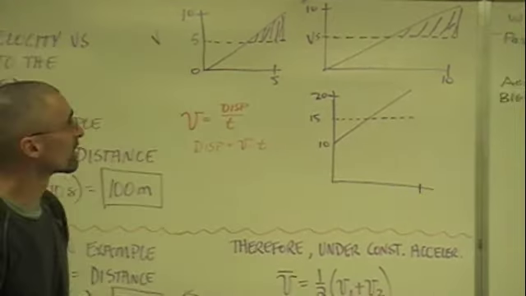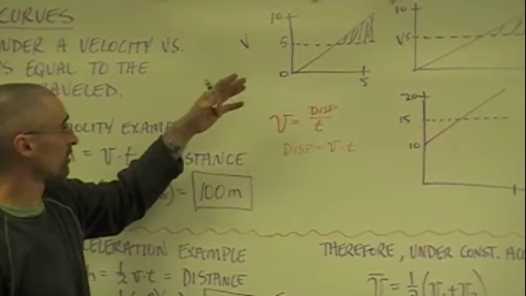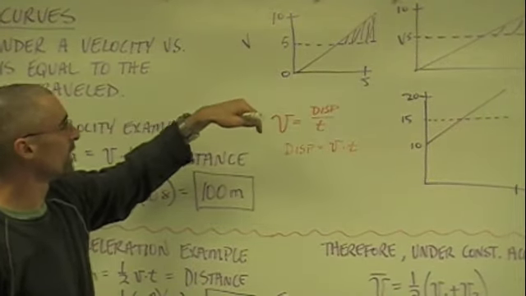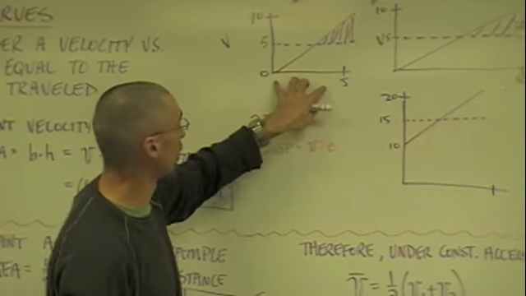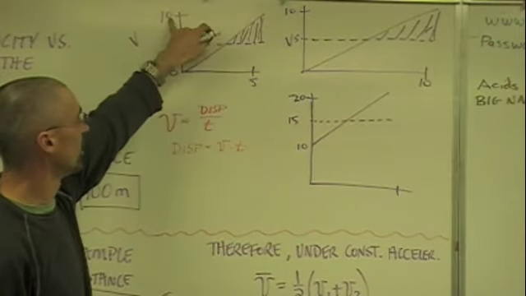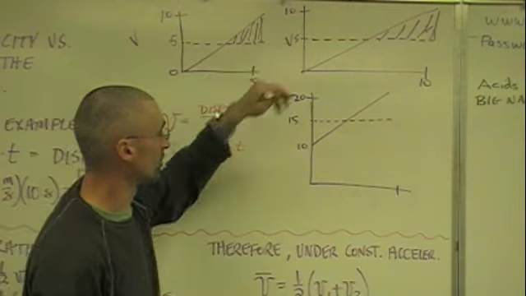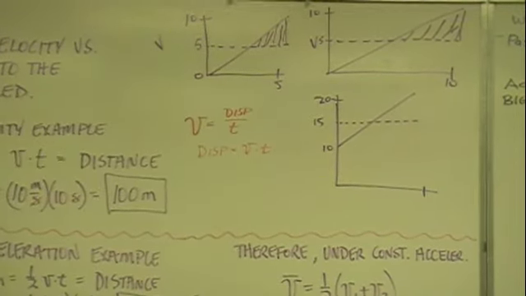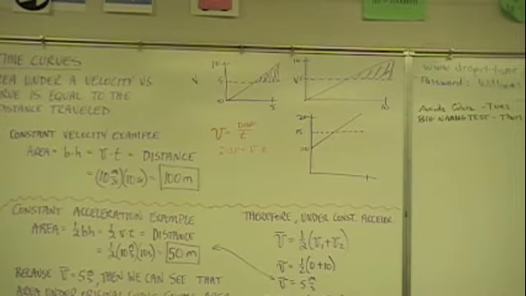So if you are accelerating linearly, or you're accelerating constantly, or your velocity is varying linearly with time, it doesn't really matter how long it takes you to get to that velocity. If you're constant, your average is still going to be halfway in between. And that's, I guess, velocity versus time curves.